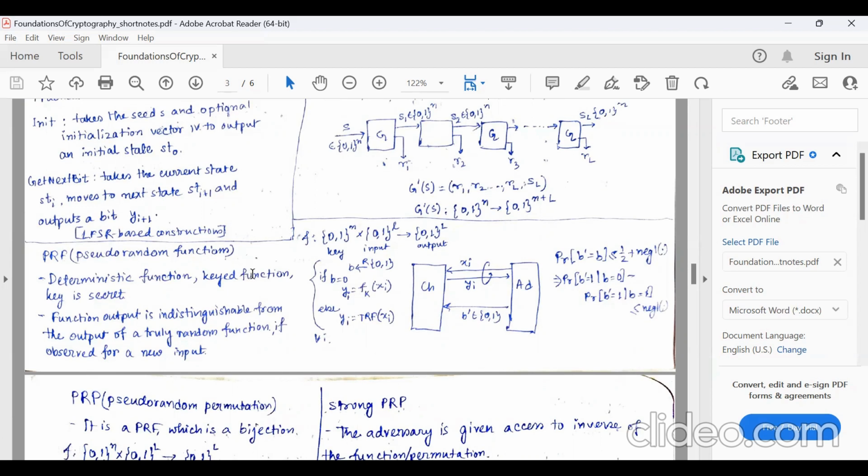Okay. So anyway, the next concept that we just recapitulate is the concept of PRF. So it is pseudo-random function. In case of PRG, we just generate pseudo-random bits. Okay. In case of PRF, we try to simulate the output of a truly random function.